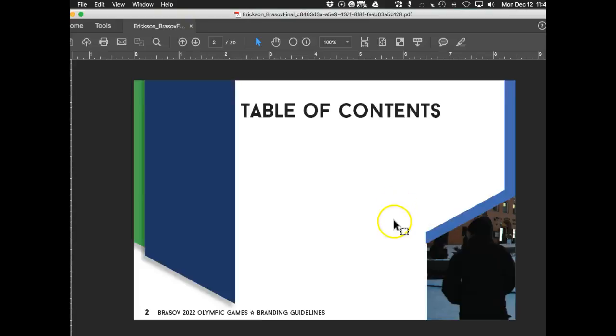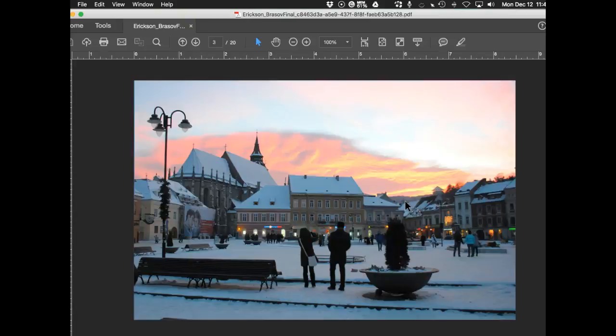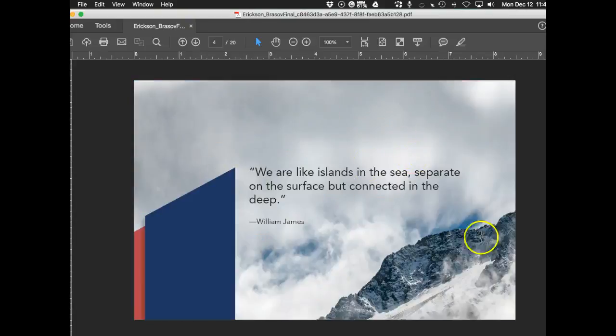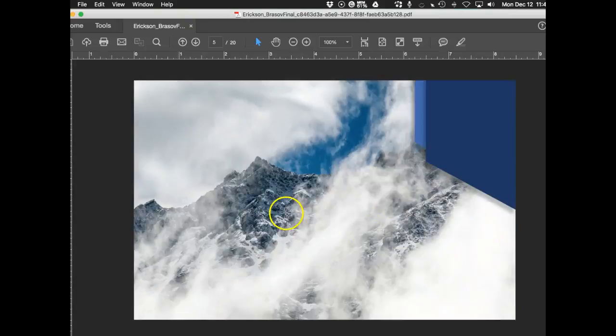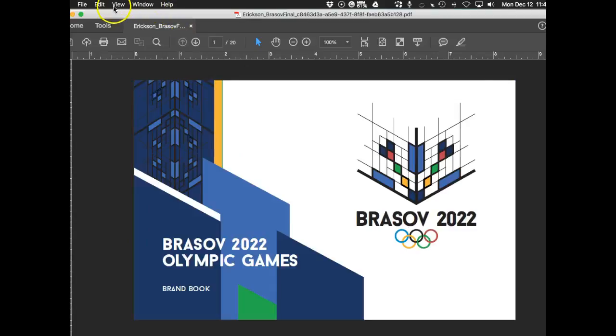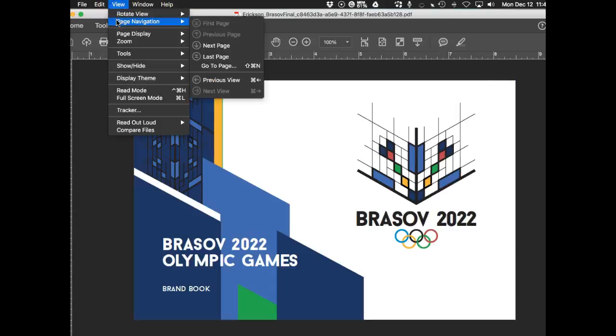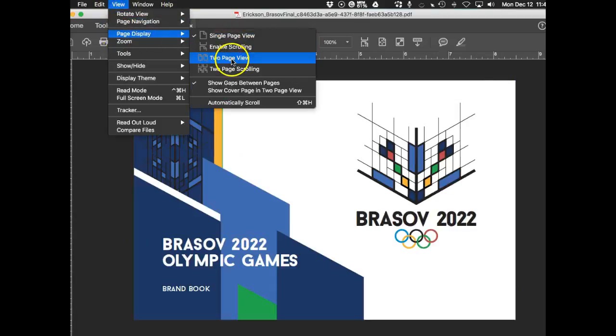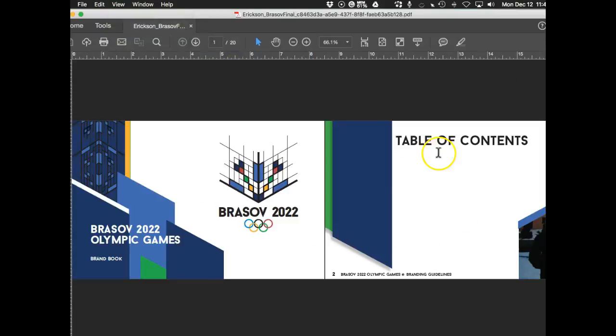Table of contents page. There's something curious here. It seems as though these are double spreads, and I really kind of picked it up over here where this is clearly a continuation of this. However, when I go over here to view and go to page display and enable two-page view, it's not going to show as spreads because you have your cover grouped, and that's what InDesign does. It just grabs the next page.